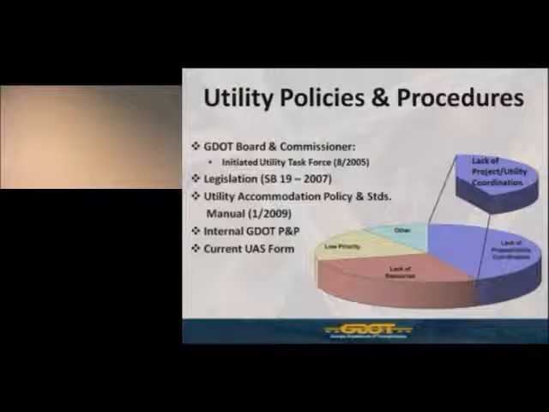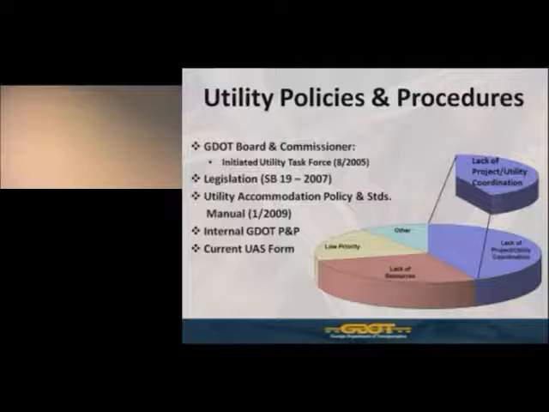Now, as I mentioned, the GDOT board and the commissioner basically initiated the creation of a utility task force in 2005. The first meeting of that utility task force occurred in August of 2005. I talked about legislatively holding folks accountable and potentially financially liable for delays on DOT projects. This is contained within Senate Bill 19 that was passed and signed into law in 2007. I'll get into that in greater detail, what Senate Bill 19 brings to the table.